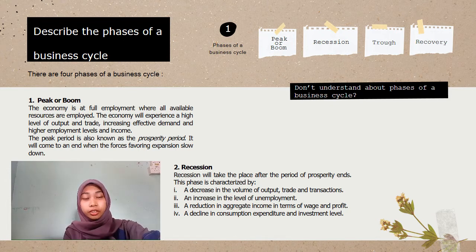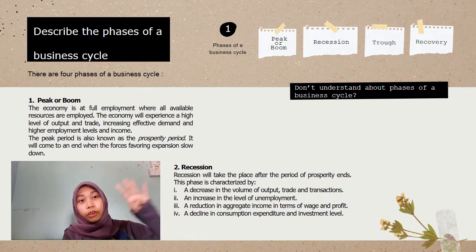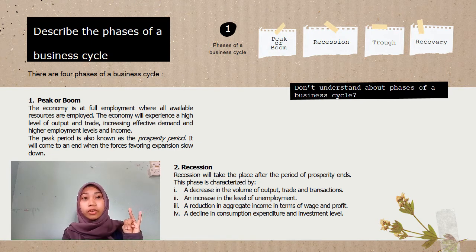Recession will take place after the period of prosperity ends. This phase is characterized by 4 characteristics: a decrease in the volume of output, trade, and transactions, an increase in the level of unemployment, a reduction in aggregate income in terms of wage and profit, and lastly, a decline in consumption, expenditure, and investment level.